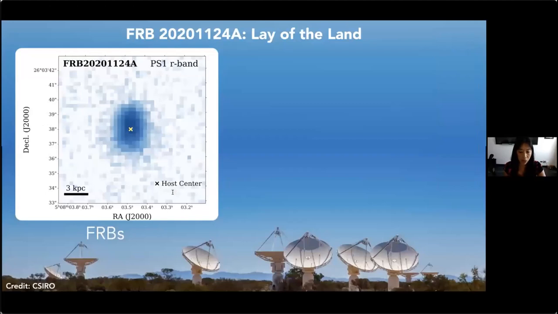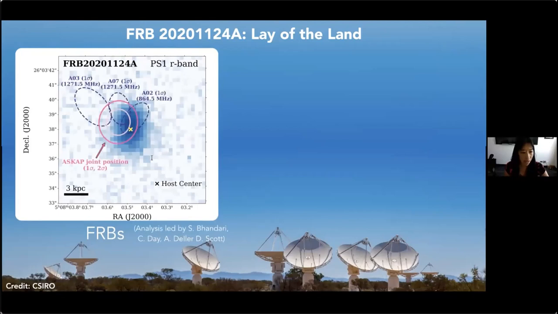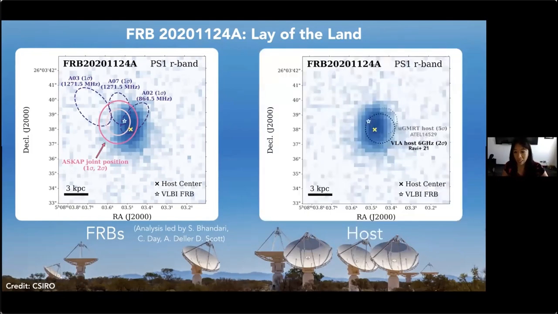In terms of localization, I just want to give you a lay of the land, and I'm going to split this, with the FRB localizations on the left-hand side and the host or radio emission localizations on the right-hand side, because it's too much to put on one plot. This is archival Pan-STARRS imaging. It provides a pretty nice view of the host, and the host center is marked with a yellow X. Here are the ASKAP localizations. Each of the purple dashed lines represents the one sigma localization of an ASKAP burst, and performing a joint probability map, we get one and two sigma contours in pink. As I said, the EVN also nailed the position of this burst, and we can see that we're fully consistent with their pinpointed location.